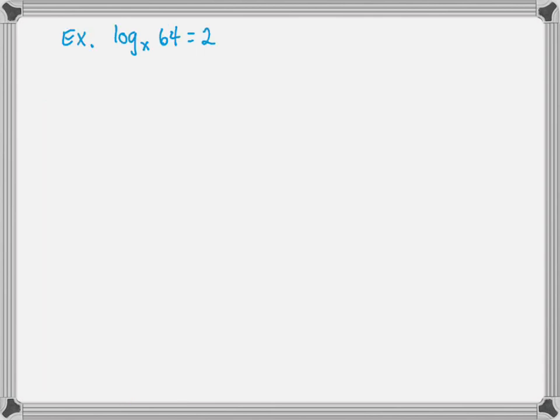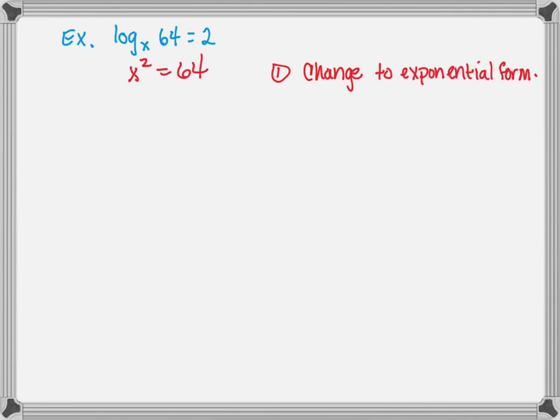Our second example, log base x of 64 equals 2. Again, we'll start by changing this to exponential form. So x squared equals 64. We'll solve for x. This time that involves taking the square root of both sides. So we get x equals plus or minus 8.